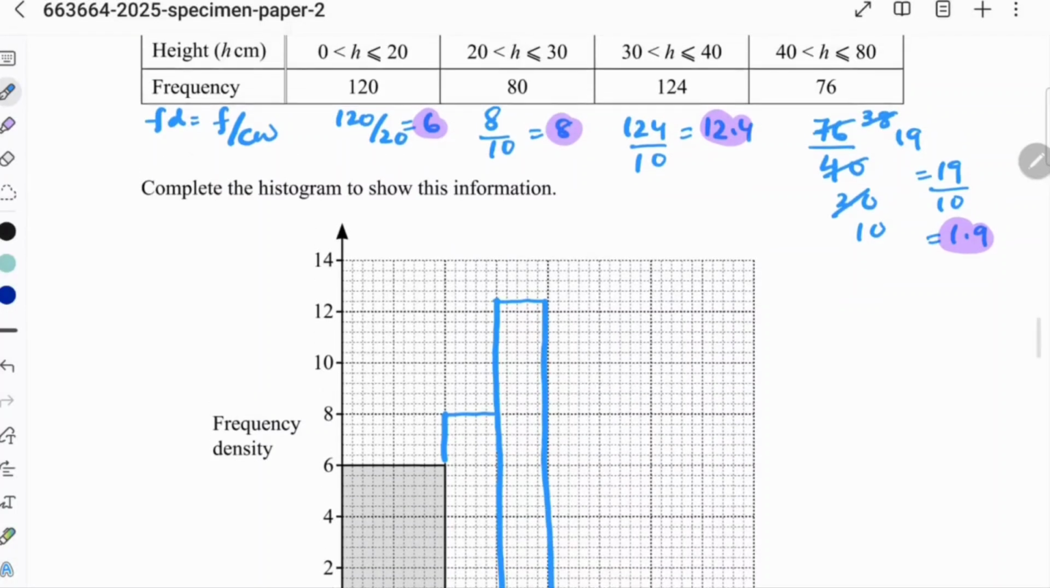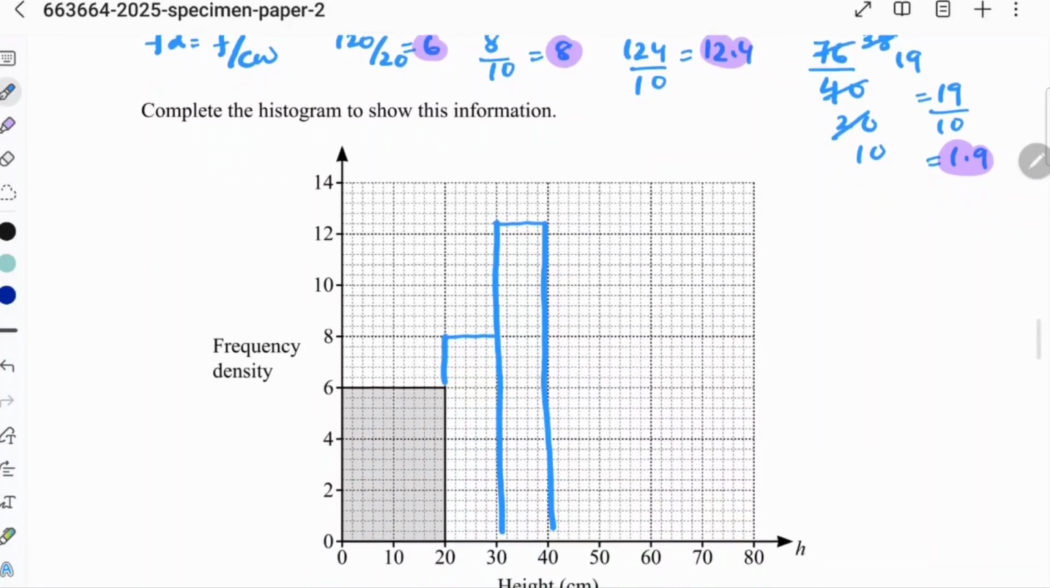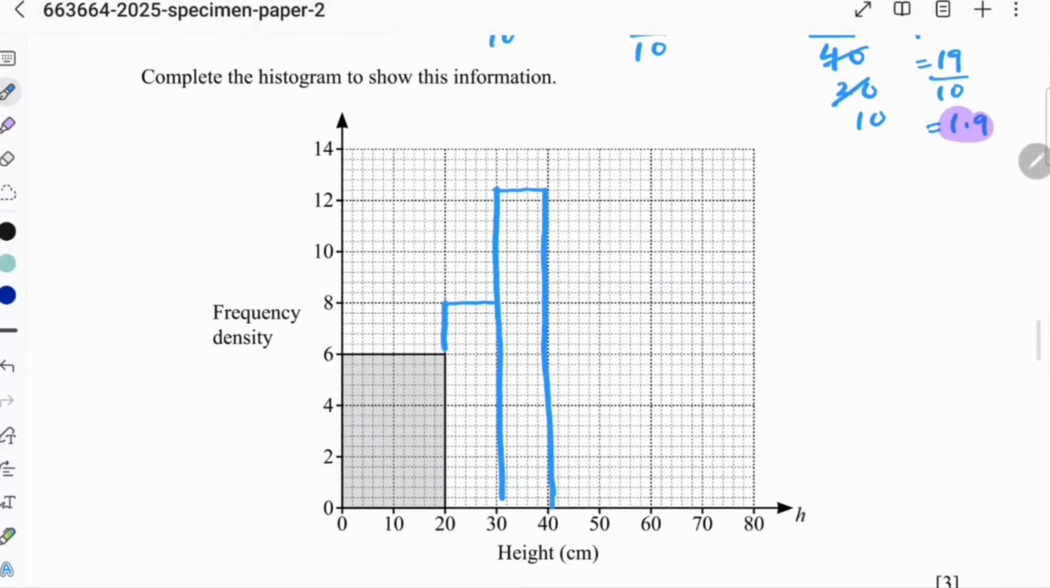It's 12.4, and 40 to 80 is 1.9. 1.9. 40 to 80 is 1.9.